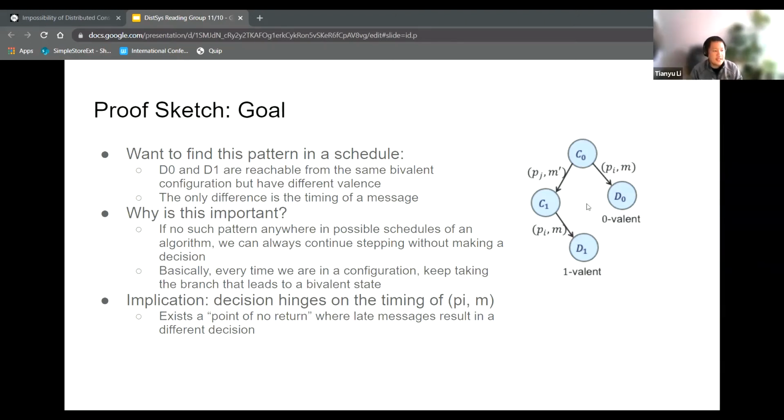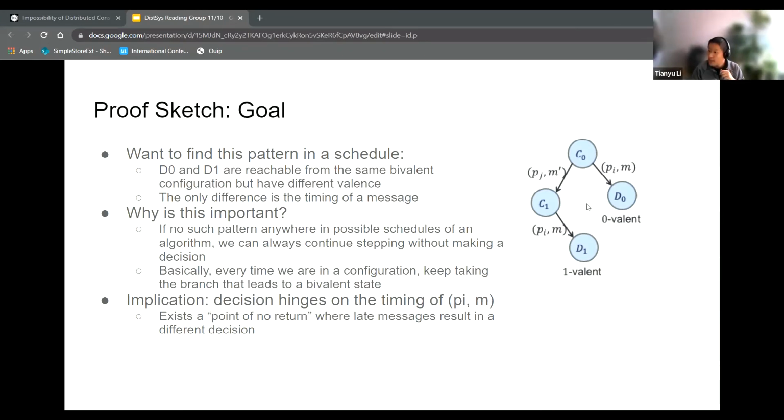So this pattern tells the adversary that no matter what message you send at C0, I'm going to terminate. And that has to happen somewhere, because otherwise the adversary just loops around and always picks the bivalent path. And that's not good. So we have to find this configuration somewhere in the algorithm execution, and the decision here really hinges on the timing of this particular message, P, I and N, right?